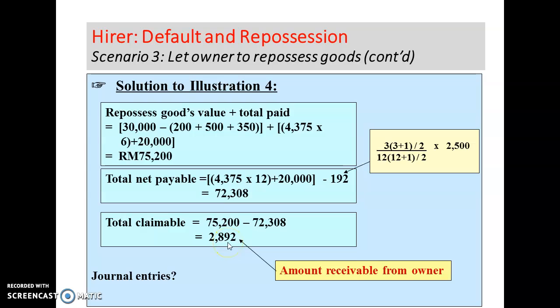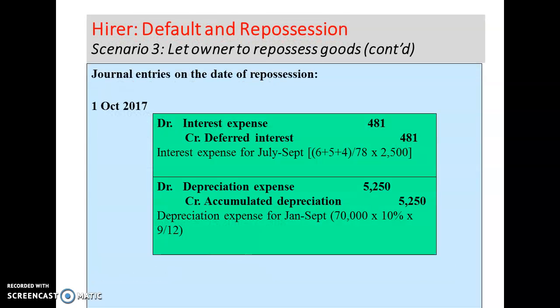Alright, now we look at the journal entry. What we need to do for the journal entry is, on the repossession date, recognize the repossession, any loss or gain on repossession. First, make sure all interest that is still owed has been charged, and all depreciation expense that has been incurred must be recorded.